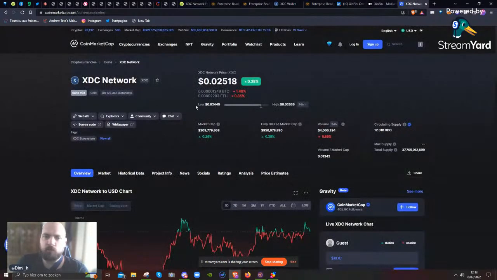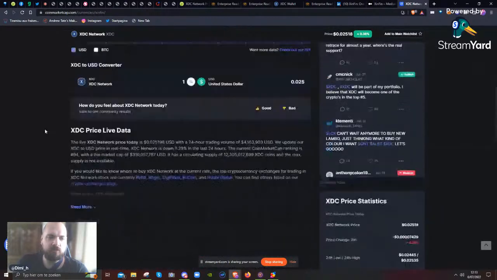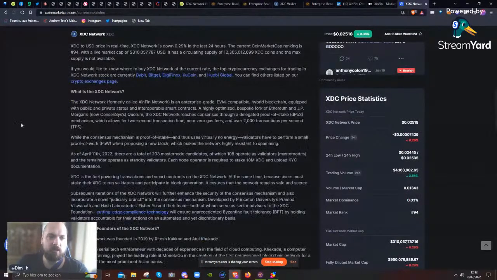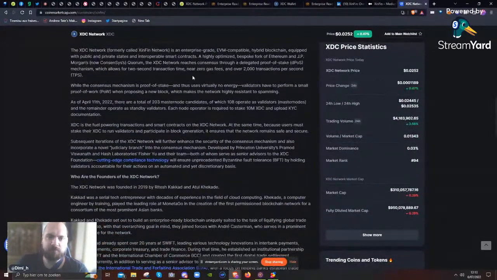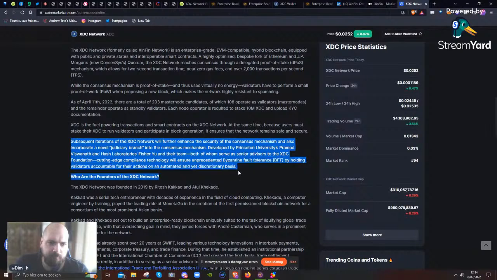Let's just see what CoinMarketCap has to say about them. Generally, they put it in a more elegant way with a tad more information. So that we already know. XDC, here we go. Subsequent iterations of the XDC network will further enhance the security of the consensus mechanism, also incorporate a novel judiciary branch into the consensus mechanism.